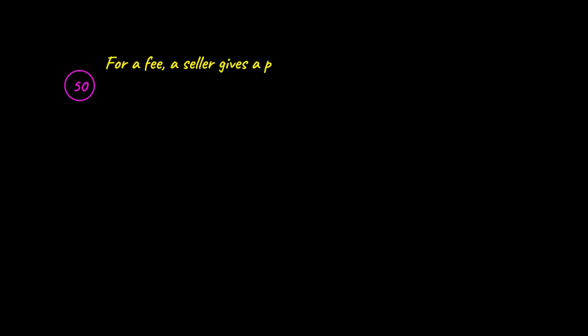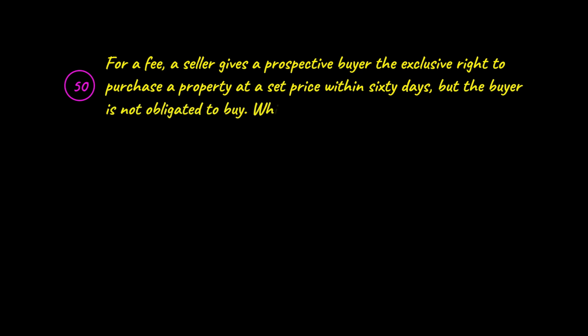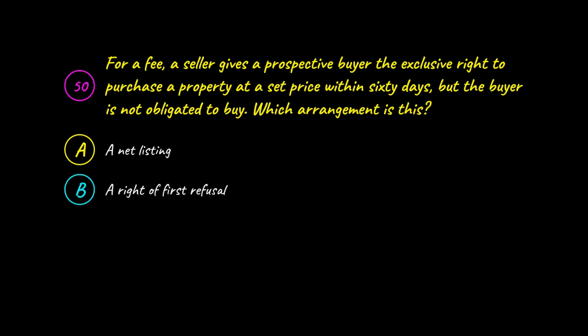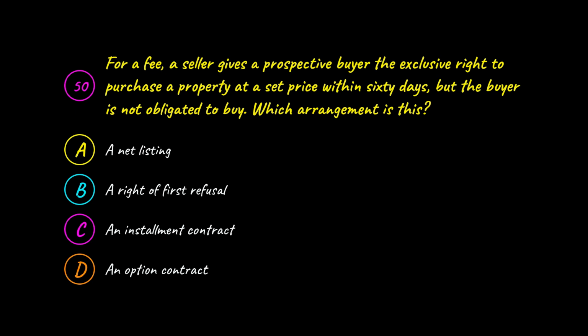Question 50. For a fee, a seller gives a prospective buyer the exclusive right to purchase a property at a set price within 60 days. But the buyer is not obligated to buy. Which arrangement is this? Your options are A, a net listing; B, a right of first refusal; C, an installment contract; D, an option contract. Take a second. Which answer would you pick?